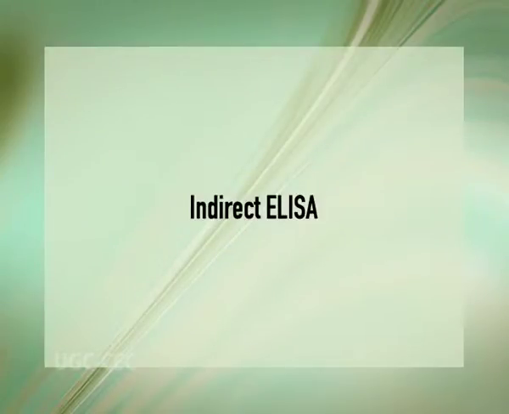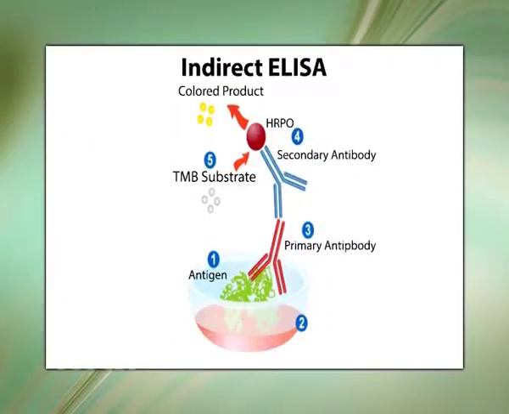Next is indirect ELISA. Indirect ELISA is a two-step ELISA which involves two binding processes of primary antibody and labeled secondary antibody. The primary antibody is incubated with the antigen followed by the incubation with the secondary antibody. However, this may lead to non-specific signals because of cross-reaction that the secondary antibody may bring out.